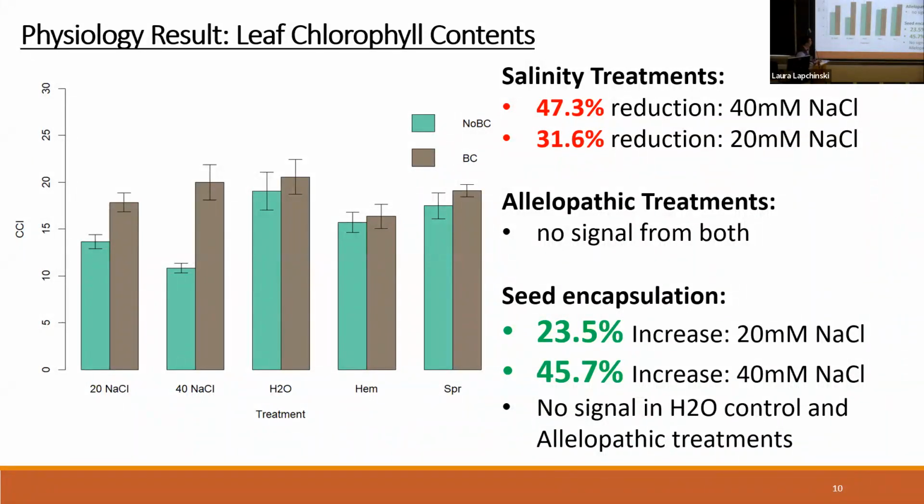My salinity once again reduced them quite significantly, by around 40% in my 20 millimole sodium chloride and 40 millimole sodium chloride. Then my allelopathic treatment didn't have a strong signal. Then with seed encapsulation, I see a chlorophyll content increase in both of my salinity treatments, but it doesn't have a strong significant effect in my distilled water control and my allelopathic treatment.